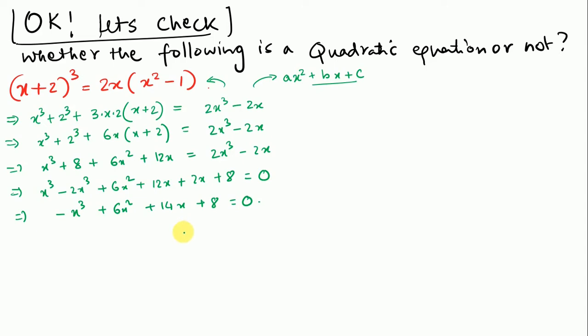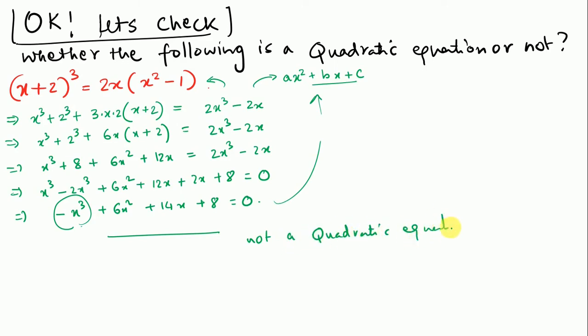As we can see, this is not coming in the format of ax square plus bx plus c, because we are getting a variable having a power of 3. So the overall degree becomes 3, but we need an equation or polynomial having a degree of 2. So this is not a quadratic equation.